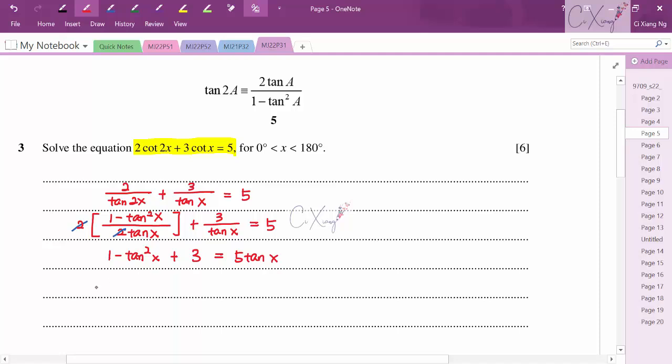Right? So if I rephrase this equation, I will get a quadratic form equation in terms of tangent x, where it should look something like this. Okay, so to get the value for tangent x, you can apply the quadratic formula, and you try to get the two values for the tangent x here.